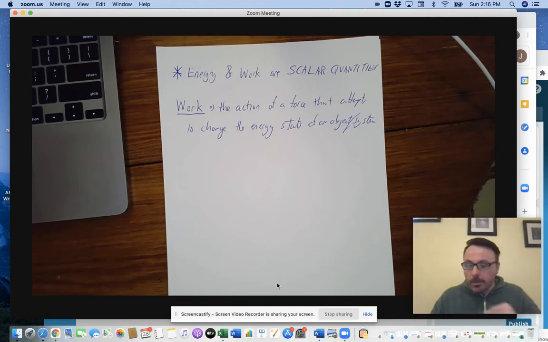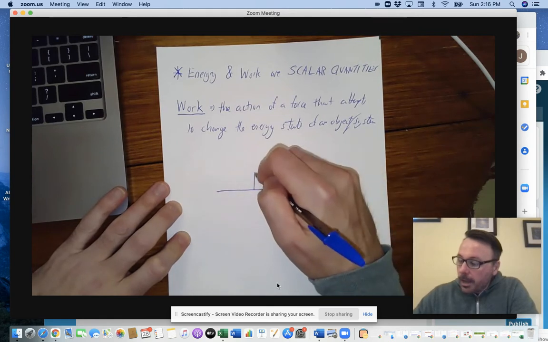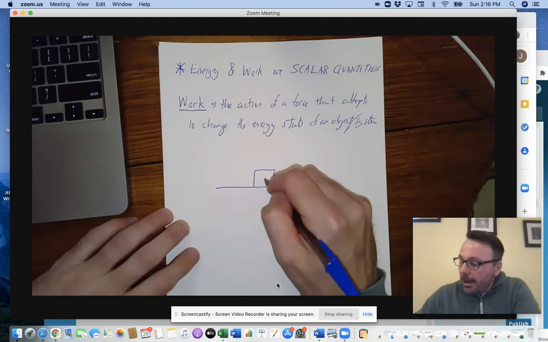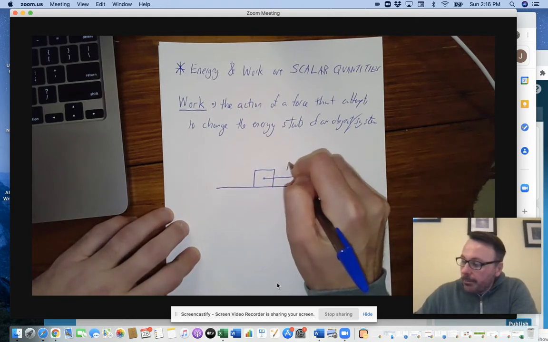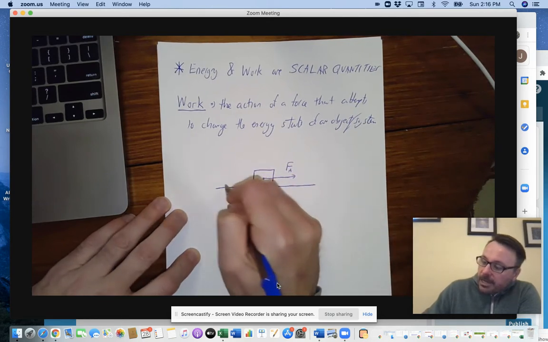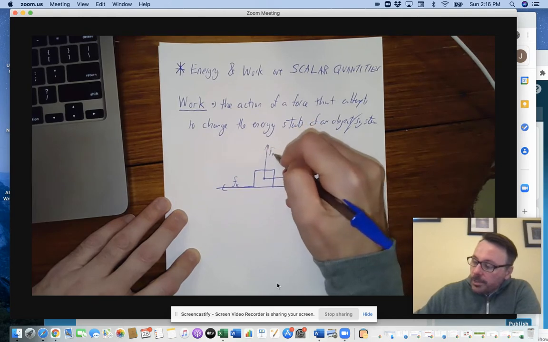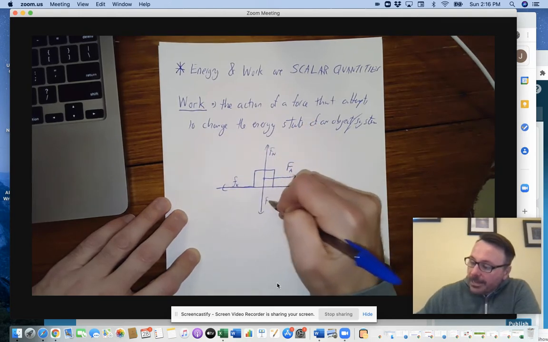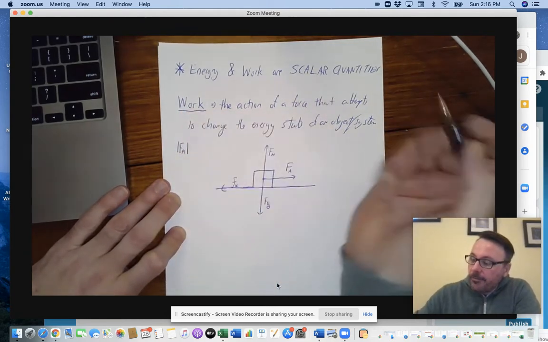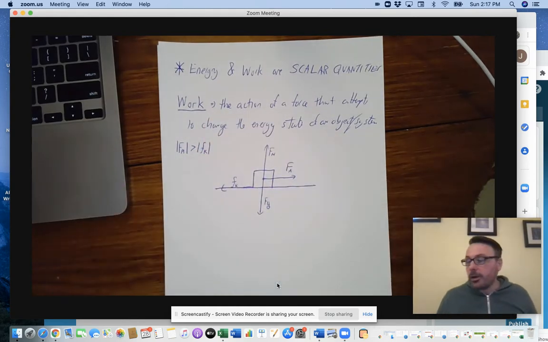So there we go. So let's just talk about some simple concepts, right? And we'll just use an easy example, something that we should have seen last year. So if I have a box that's being pushed to the right by an applied force, and let's just call that FA. And let's say that there's a kinetic friction force here acting, that there is a normal force, and there is a force of gravity acting. A nice simple example. And we'll just say here for sake of argument that the applied force's magnitude is greater than the force of kinetic friction, just for sake of argument.